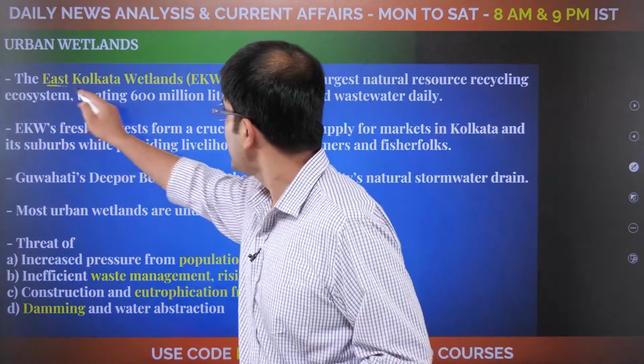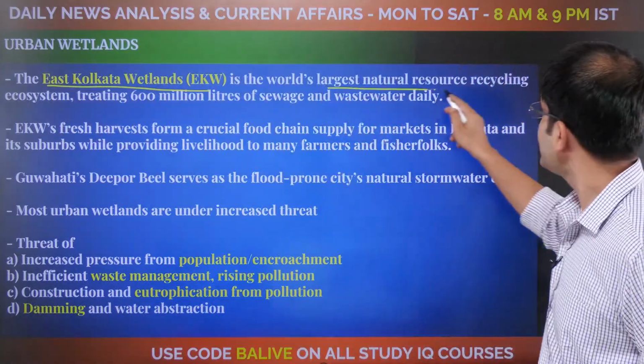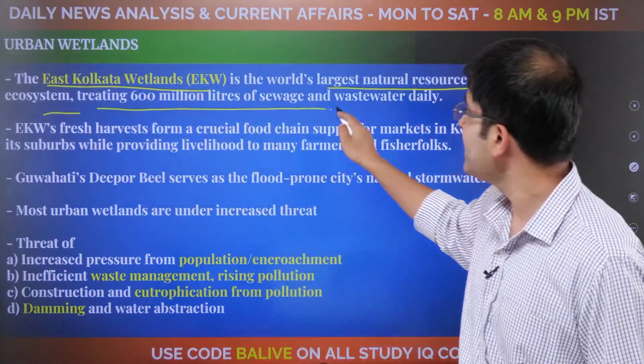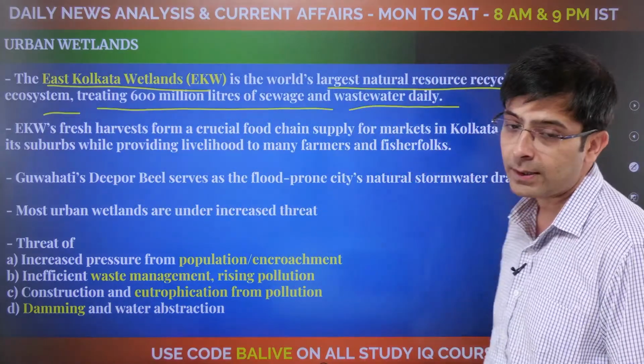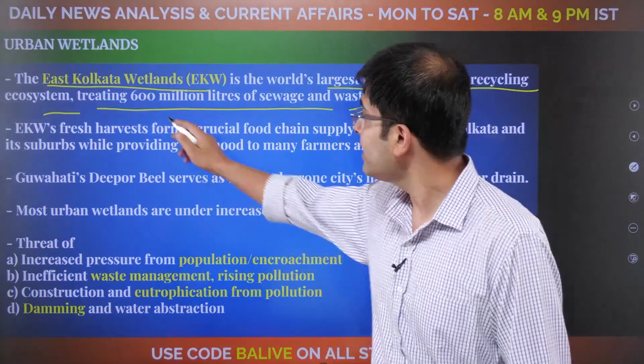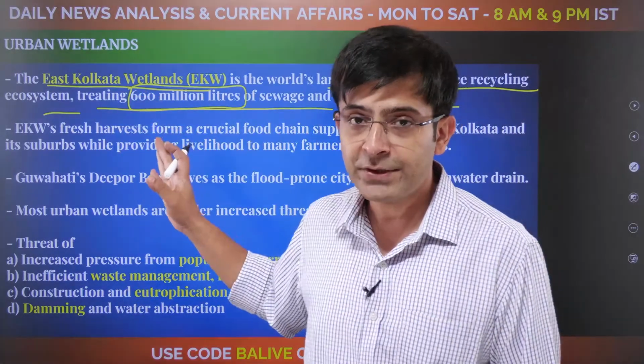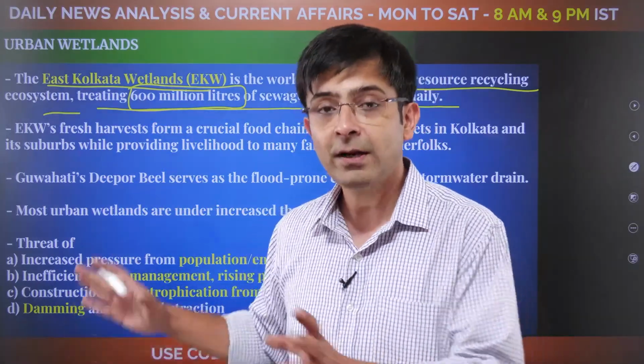The East Kolkata wetlands, the world's largest natural resource recycling ecosystem, treating 600 million liters of sewage and wastewater daily. Can you understand the magnitude of it? 600 million liters. If you are to make a sewage treatment plant, the amount of capital that will be required to come up with something that has the capacity of treating 600 million liters of sewage. This is being done free of cost by the East Kolkata wetlands.